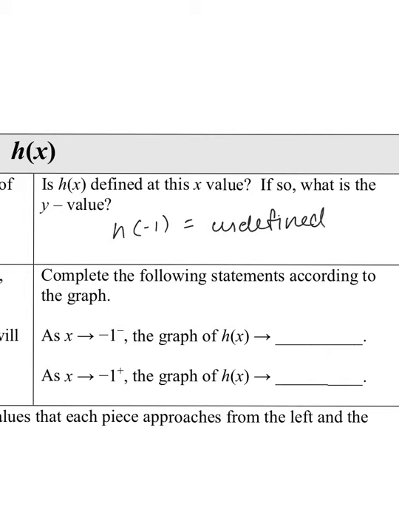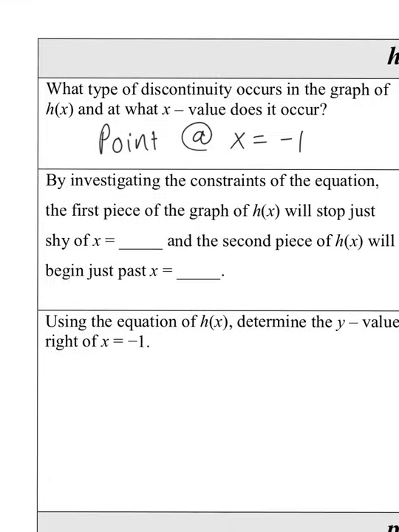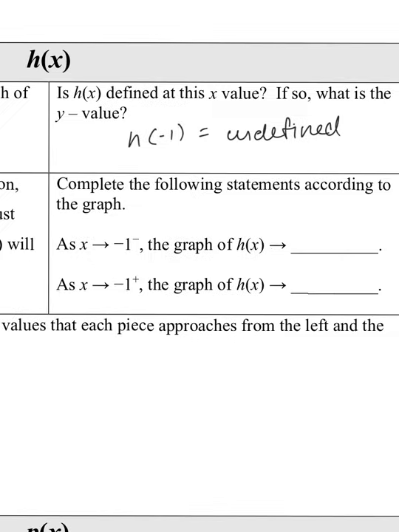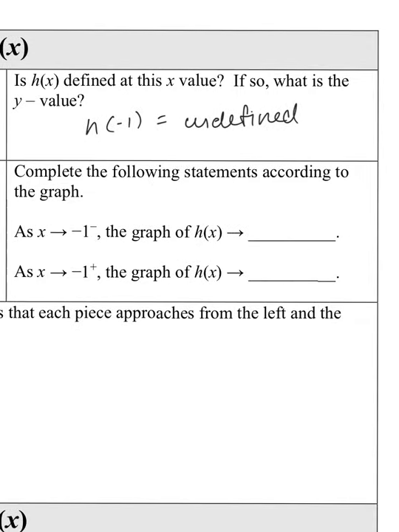Okay? So by investigating the constraints of the equation, the first piece of the graph of h of x will stop just shy of x being -1, and the second piece of h of x will begin just past the x value being equal to -1. All right? So -1 and -1. So as x approaches -1 to the left, what is my y value?